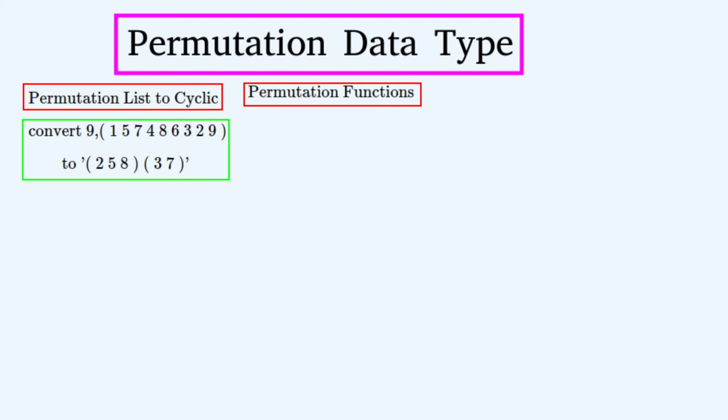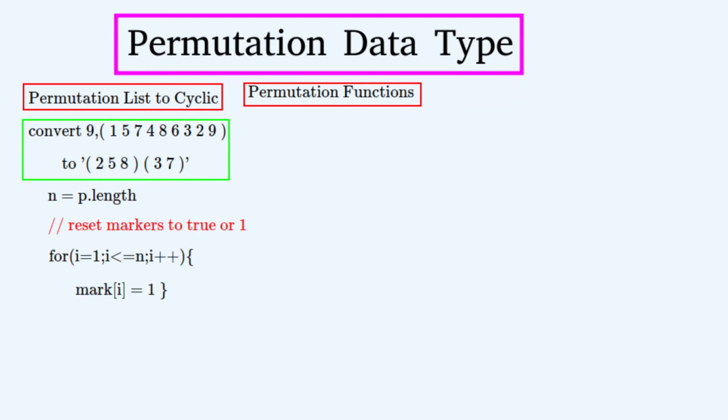Now for the function that can convert a permutation in list notation into cyclic notation, for example in this green rectangle. We'll get the length of this permutation, which is stored in the permutation attribute called length. Then we'll set all the markers associated with the numbers in the permutation to be 1 or true, and set each mark variable to be 0 when the element has been processed to stop cycles from being written twice. This is the string in which we'll store the permutation in cyclic form.